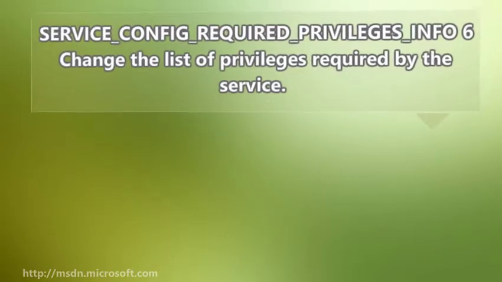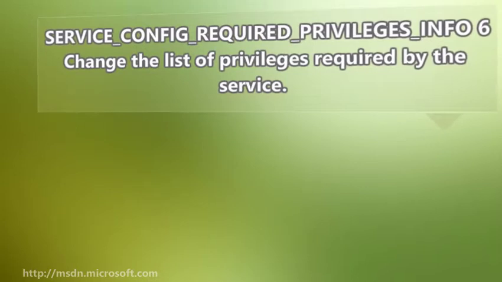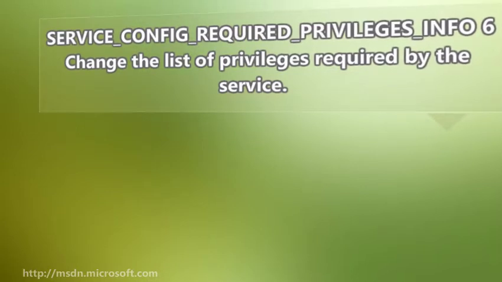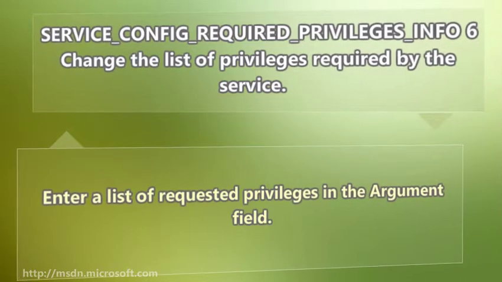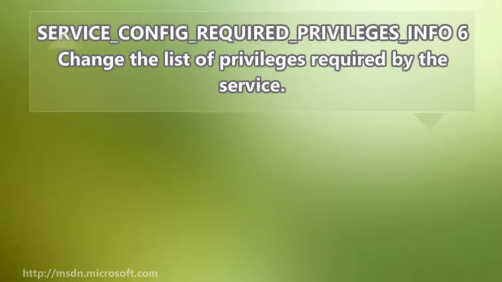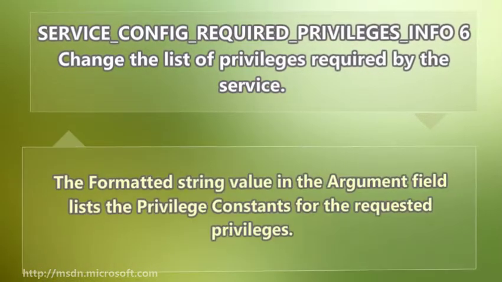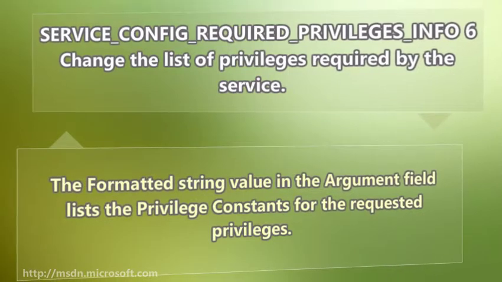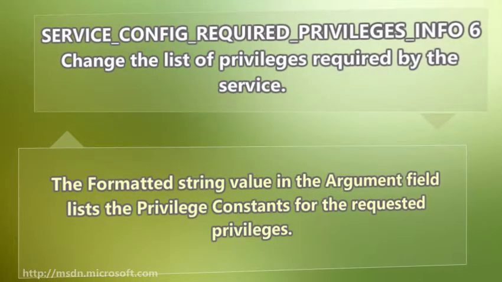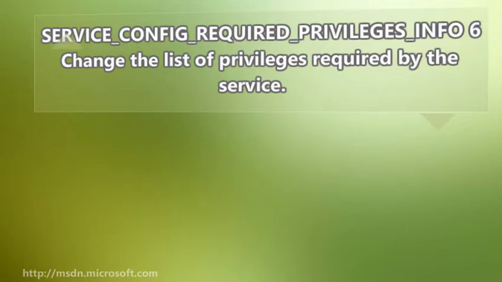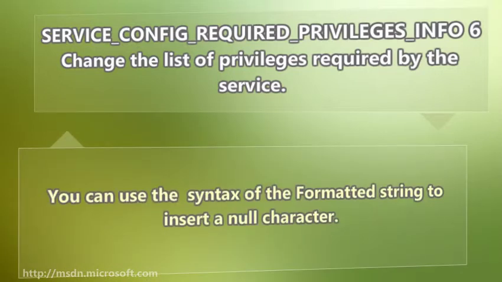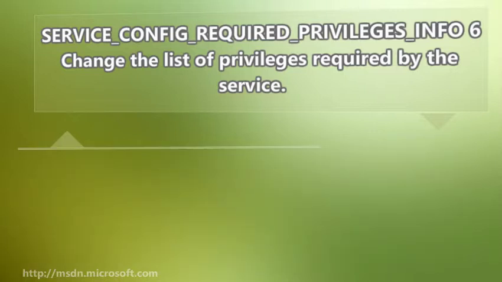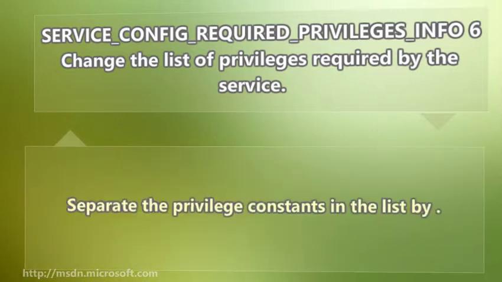Service config required privileges info 6: change the list of privileges required by the service. Enter a list of requested privileges in the argument field. The formatted string value in the argument field lists the privilege constants for the requested privileges. You can use the syntax of the formatted string to insert a null character. Separate the privilege constants in the list by a null character.